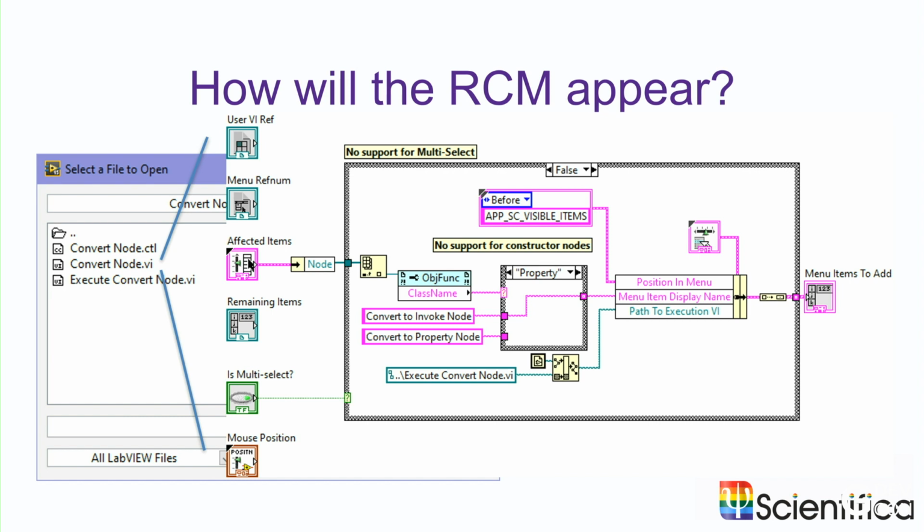The way I'm finding this out is simply getting a reference to what was selected, and all of the functions with the rather fetching blue color, they're LabVIEW scripting functions. So I'm using one of those functions, the class name. If it's property, I want to convert to invoke, and vice versa. I've also changed where this appears in my right-click menu. So I've just put it to before the visible items tag.